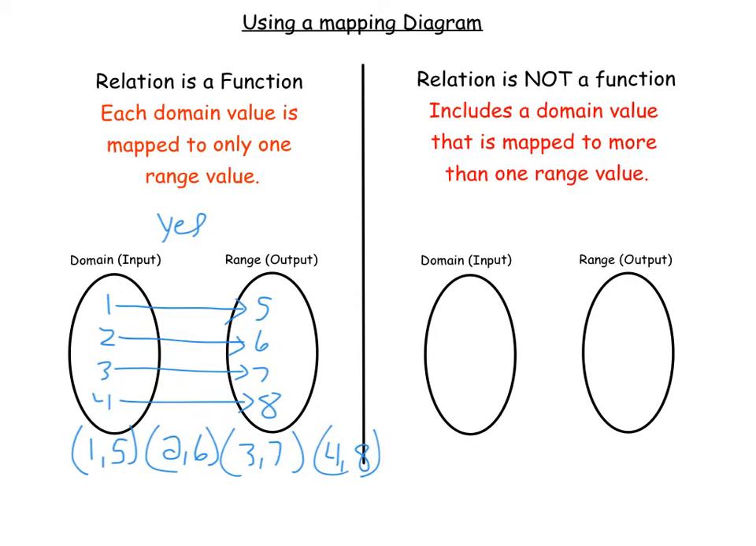Again, being so creative: 1, 2, 3, 4, 5, 6, 7. So let's say in this case, my 1 is mapped to the 5, my 2 is mapped to the 6 and to the 5, the 3 is mapped to the 7, and the 4 is mapped to the 6. Only one of these makes it not a function, and it's this 2 right here.